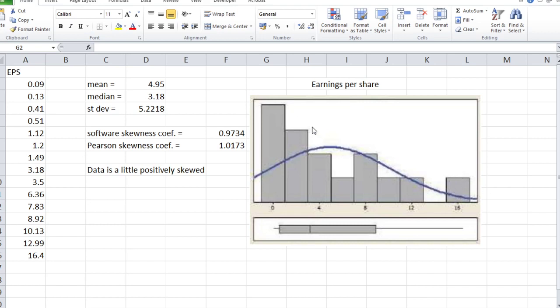The slope is more to the right side. And a box plot as well. If you create a horizontal box plot, this is what you will see. Most of the data is on the left, but there is a whisker, like cats have whiskers, that stretches far to the right. That's also how a positively skewed distribution would look, the shape of a positively skewed distribution.